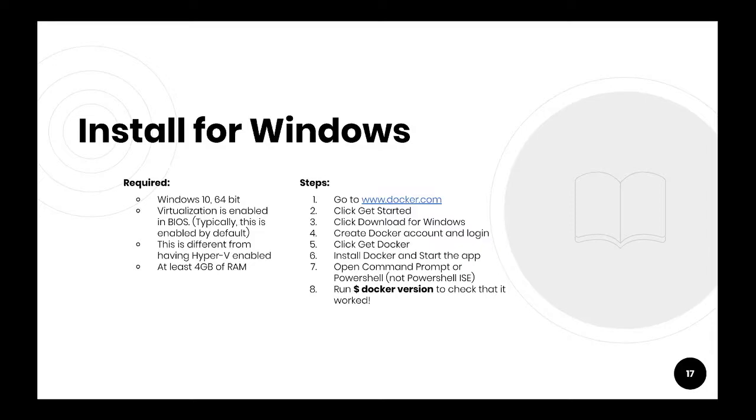I won't be doing a walkthrough for the Windows installation, but you'll see that the steps are very similar to the Mac side of things. The biggest differences that I want to point out, though, are number one, that you do need to be on Windows 10 64-bit. The virtualization has to be enabled in the BIOS. If you don't know what this means, you may have to do a little bit of searching, and I'll try to include the best resources I can.